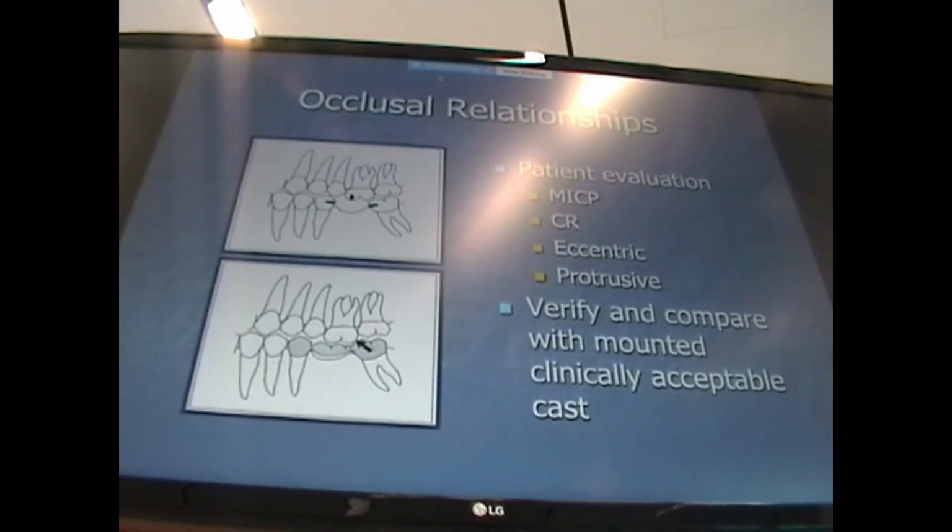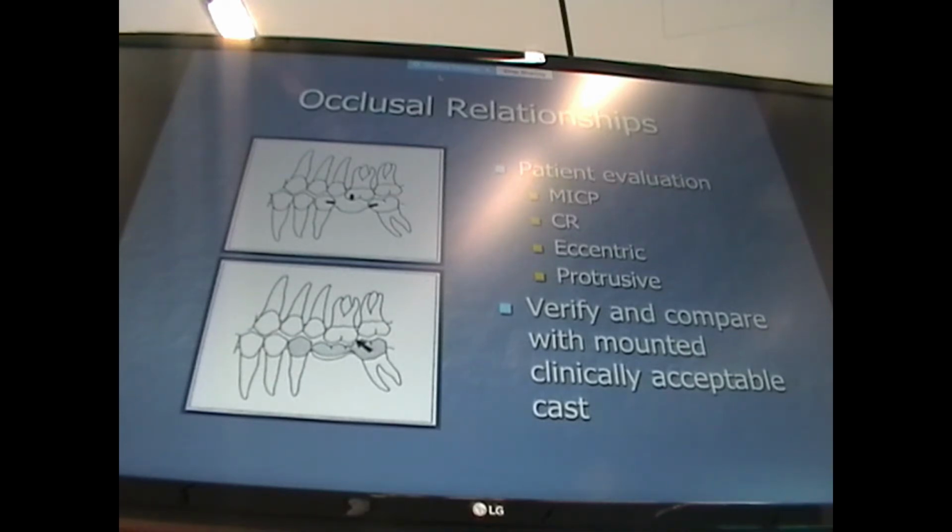If we look at the occlusal relationships, what is the MICP, maximum intercuspation? That means you're taking the upper member of the articulator, of the cast, the lower member of the cast, holding them in your hands and looking at them. Okay, you might as well look at the wall. It tells you nothing. It doesn't tell you how this patient is functioning.